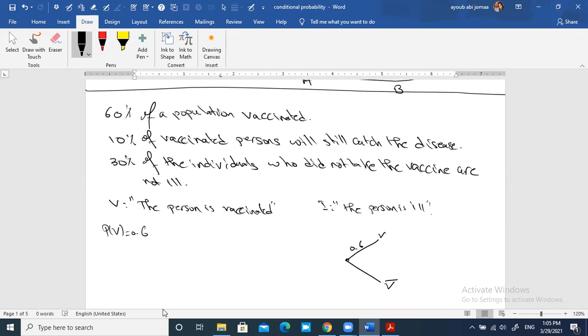يعني اذا انت سحبت شخص من هالبوبيوليشن كلها سوا، probability انه هذا الشخص يكون مطعم هي 0.6، 60%، يعني 60 over 100، 0.6. البروبابيلتي انه ما يكون مطعم، الفي بار يعني هي 1 minus probability of V، يعني 1 minus 0.6 which is 0.4. بتحط هون 0.4. هذا probability للايفنت، probability of V.